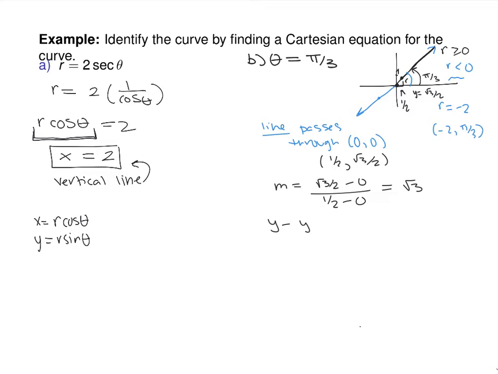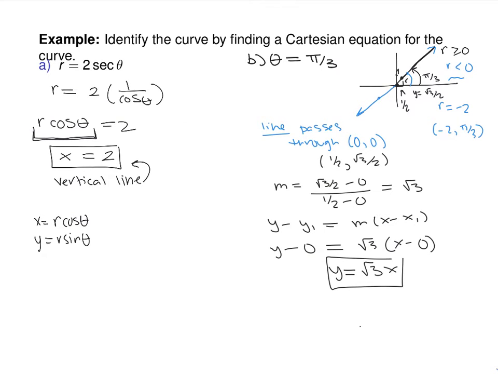The equation of the line, y minus y1 equals m times x minus x1. So that's y minus 0 equals root 3 times x minus 0, or y equals root 3 x. So the only potentially tricky part about that equation really is the fact that it has sort of a funky slope.